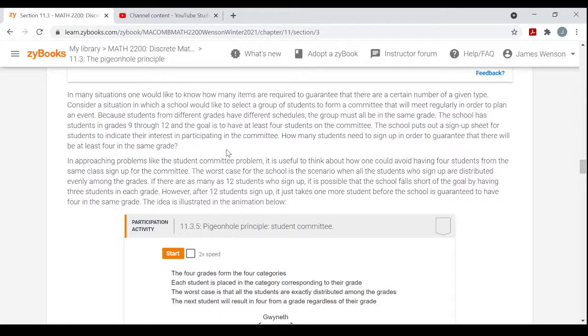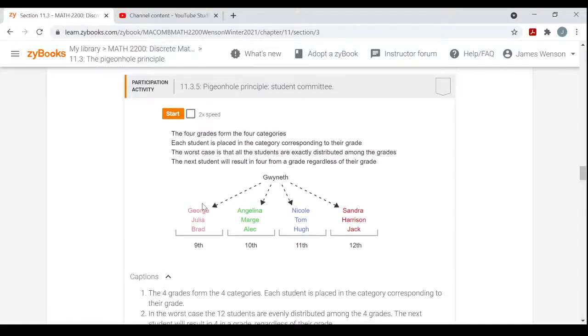All right. So again, they're telling you, think of the worst case scenario where 3 sign up from each grade. All right, 3 sign up from each grade. So far we haven't, that's the worst case scenario. We haven't gotten our committee yet. So that's 12 people. The 13th person has to make up that committee then. Because if 3 people are from each grade, the 13th person would then guarantee you have at least 4 people from the same grade. And then you can have your committee. All right, so the answer here would be 13.